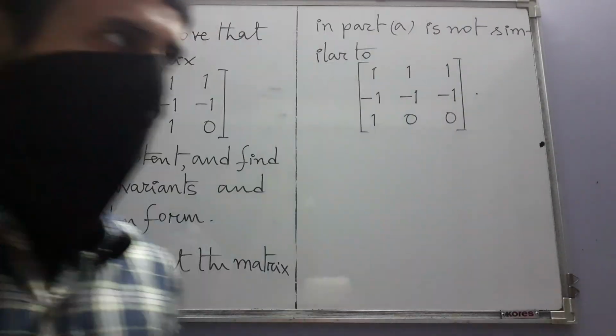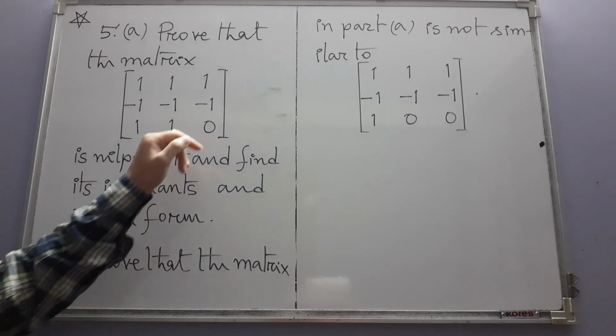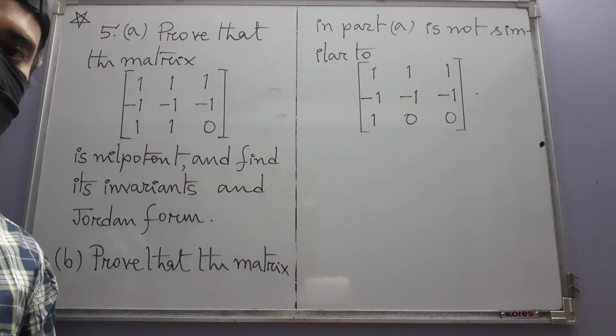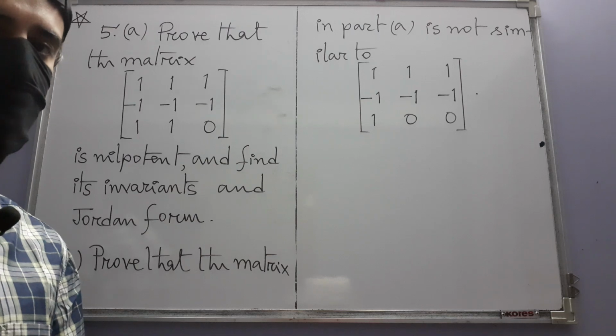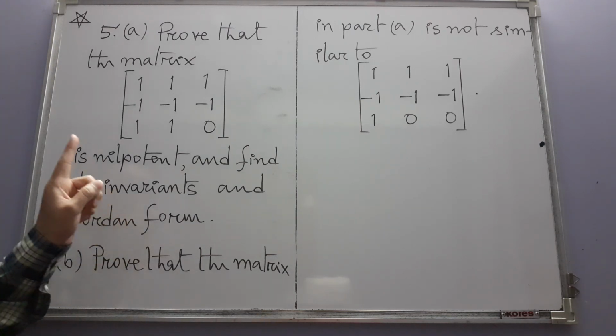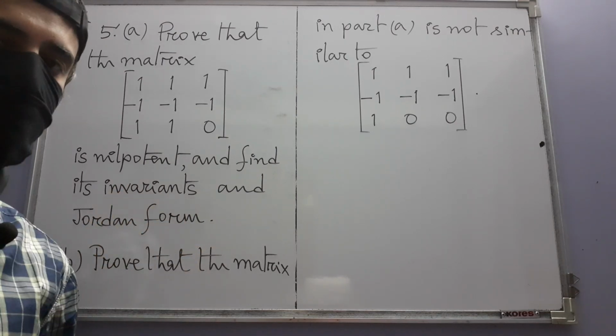Exercise 5. This one has two parts. In part A, we are given this matrix. We have to first of all show that it's a nilpotent matrix, so some positive integral power of it will be the zero matrix, the 3 by 3 zero matrix. And then we have to find its invariants and Jordan form.